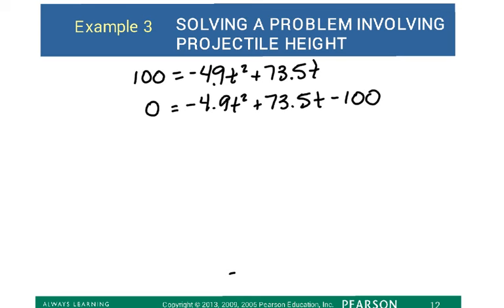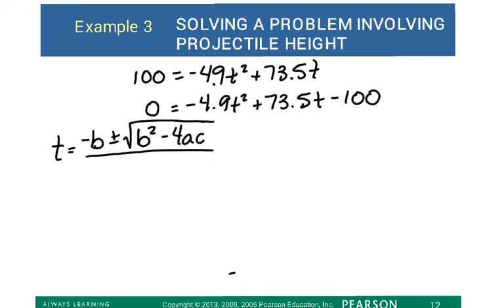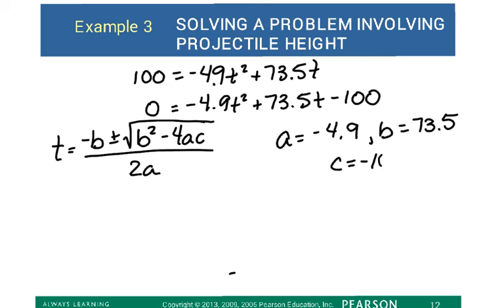Okay, this equation is not a factorable quadratic. So what we're going to be doing to solve for a value of t is using the quadratic formula. So here we go. I'm going to go ahead and write down that quadratic formula too. So t is equal to negative b plus or minus square root b squared minus 4ac all over 2a. And our values for a, b, and c are going to be this here. A is our negative 4.9. B is 73.5. And C is the negative 100.